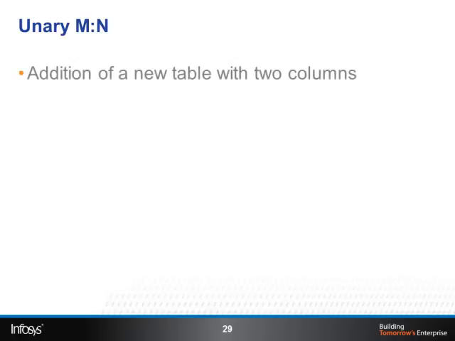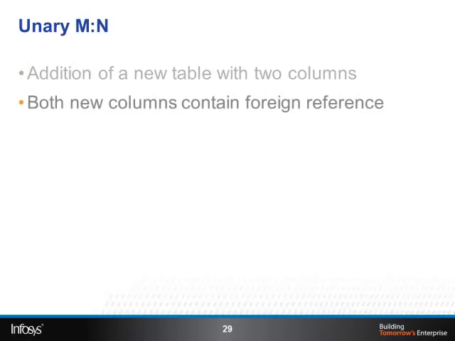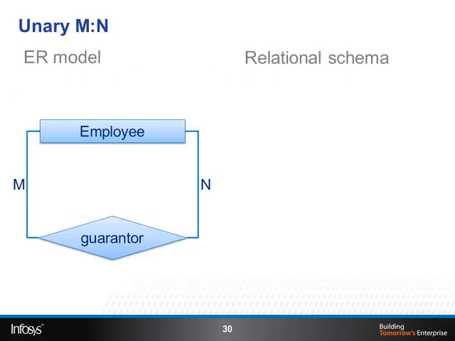Conversion of m:n unary relationship has a slightly different approach. When converting a unary relationship of cardinality m:n, a new table with two columns is added. Both these columns refer to the primary key of the involved entity. Consider the scenario: employee is a guarantor for employee. The entity employee has a m:n relationship, guarantor for, with itself.